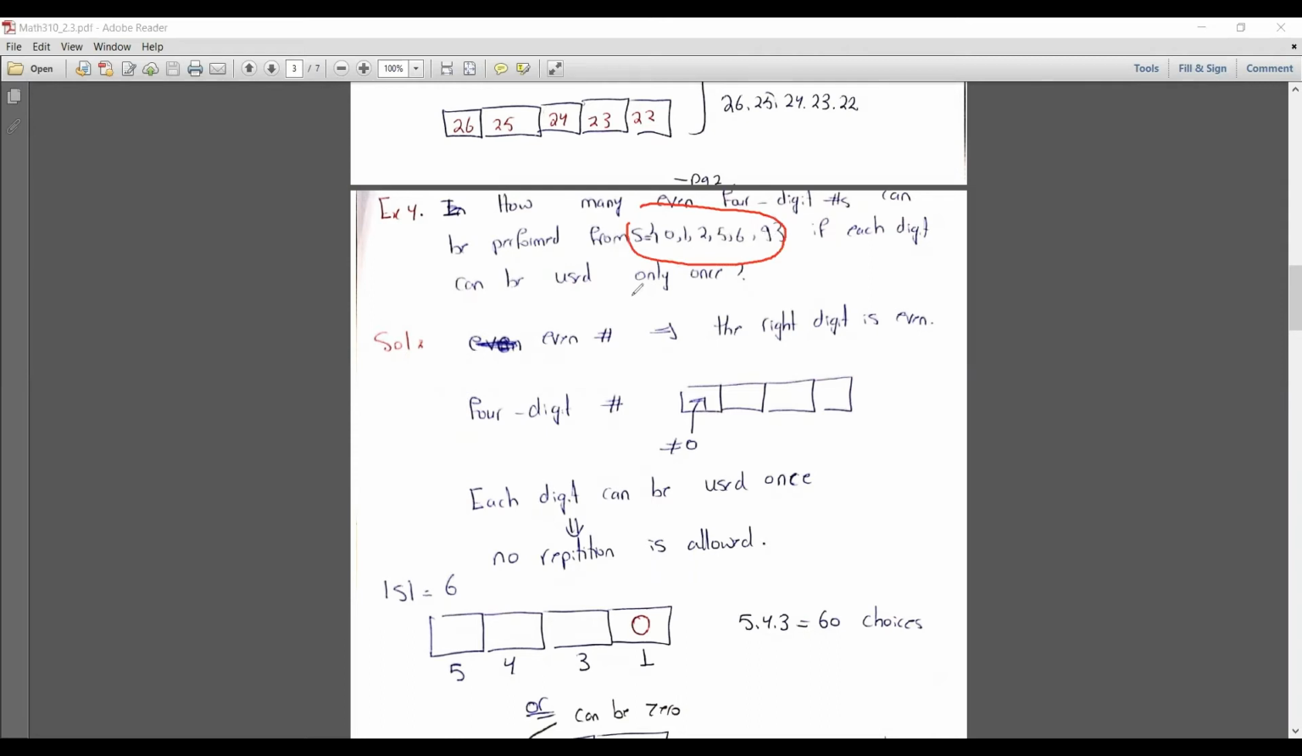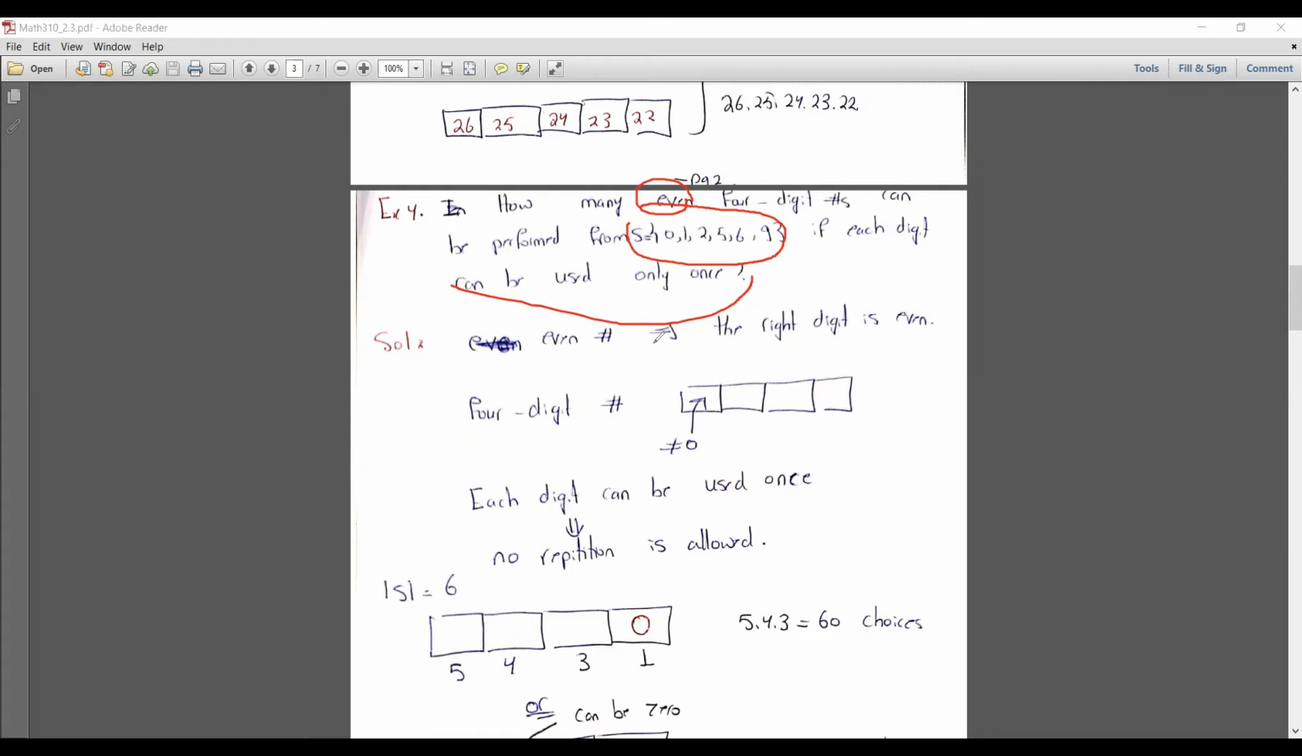It contains 6 elements. Each digit can be used only once, and it should be what? Even. What do you mean by even? Even is like 0, 2, 4, 6, 8. Okay? For a certain number to be even, it means that this part that is here should be even. But to have a number from 4 digits, of course, we cannot have here 0. It doesn't make sense to have it here as 0 because it will be of 3 digits.